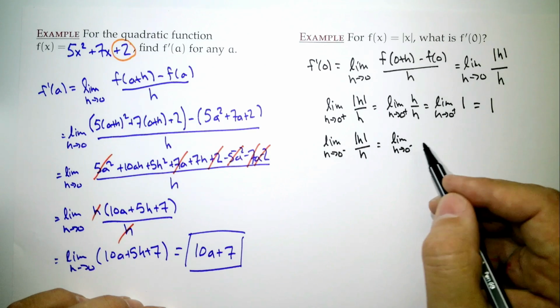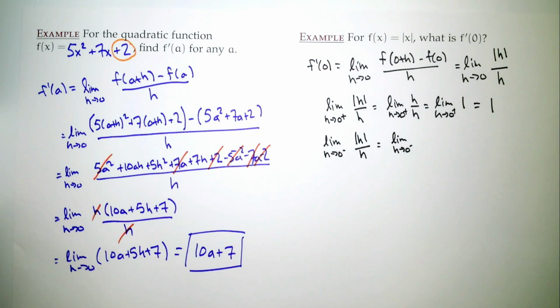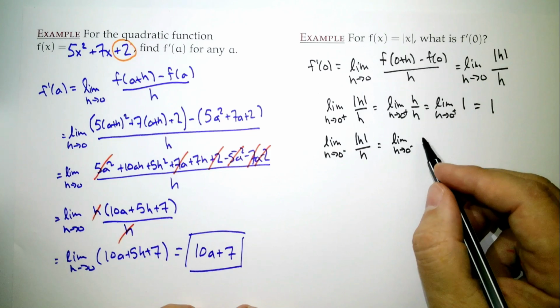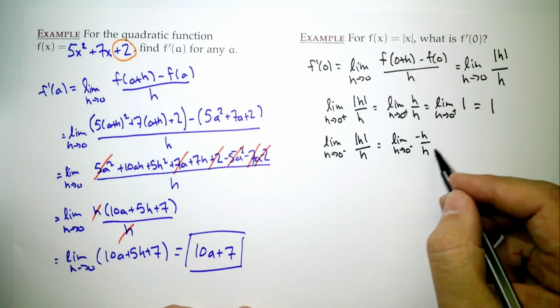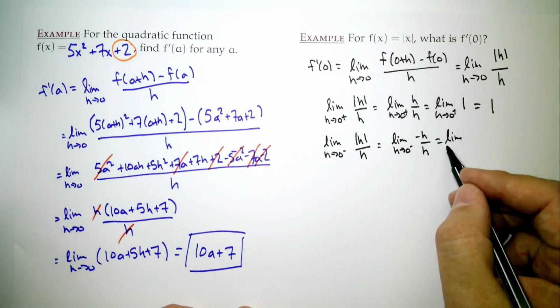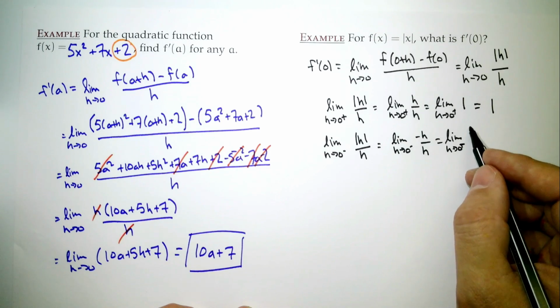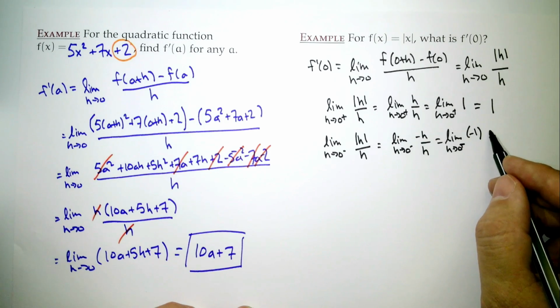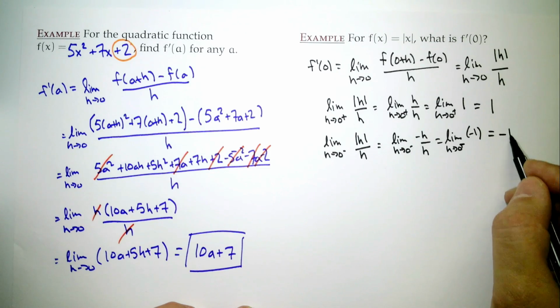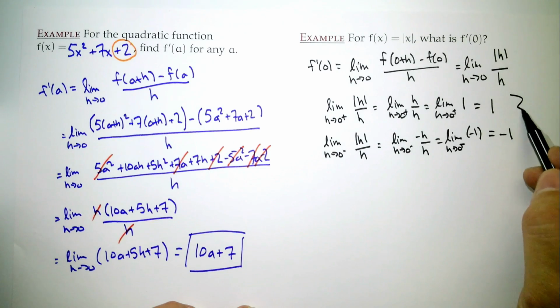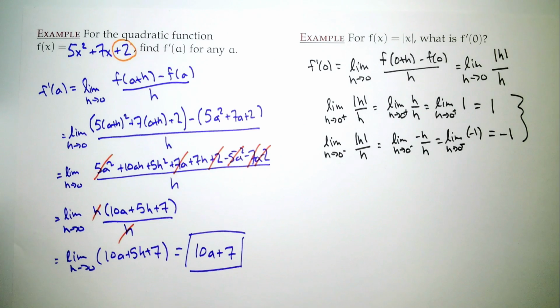So someone says it's going to be opposite, right? Because if I'm a little bit below 0, my input is a negative thing, but I have to come out with a positive thing. So I better put a negative. So it's negative h over h. Well, negative h over h, that's negative 1. What's the limit of negative 1? Negative 1.